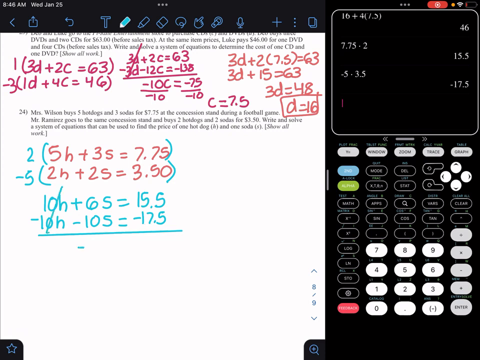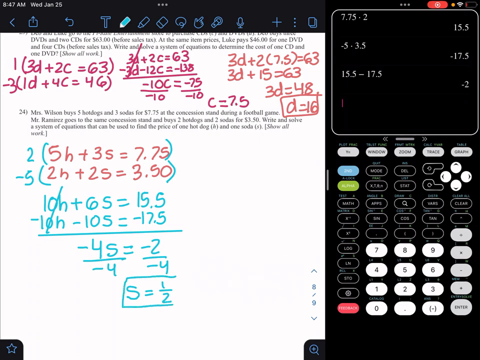These cancel out. You'll be left with -4S equals 15.5 minus 17.5 equals -2. Divide by -4. We get S is equal to 1/2. So the sodas are basically 50 cents. Soda is 50 cents.